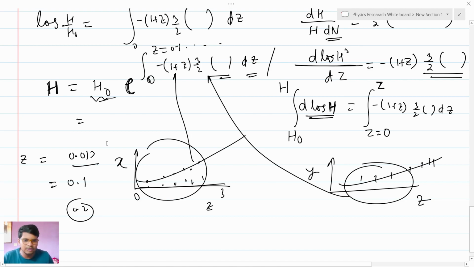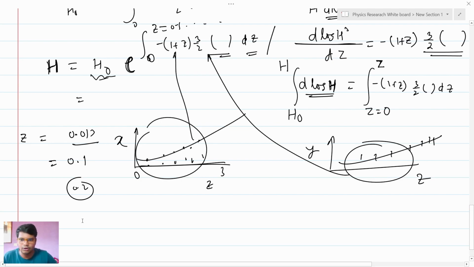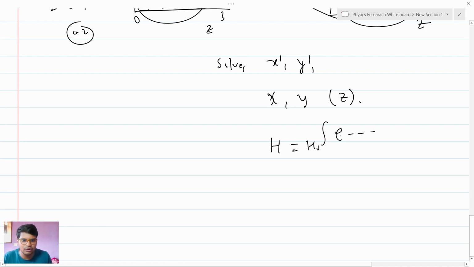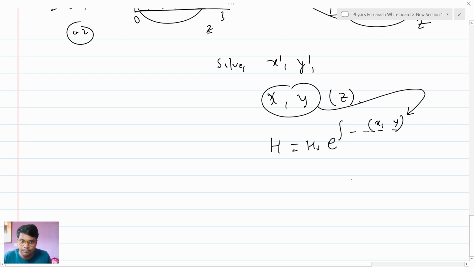Now keep in mind that the first step of the algorithm is to solve x prime, y prime. You get the solution x and y in terms of z. Then you have to estimate h, which is in this integral, e to the power something, and in this integral you have x and y, and whatever the result is, you have to invoke it here as a point, and you will try to estimate it at some point z.